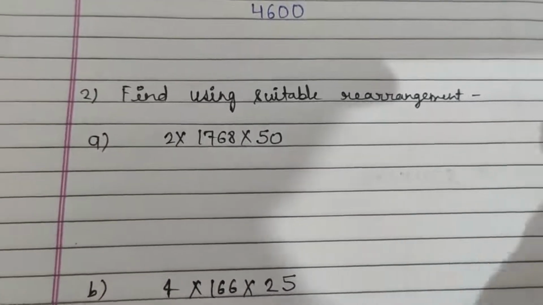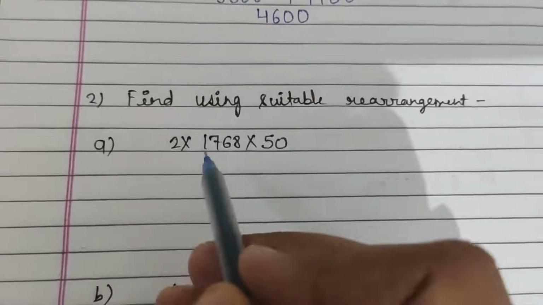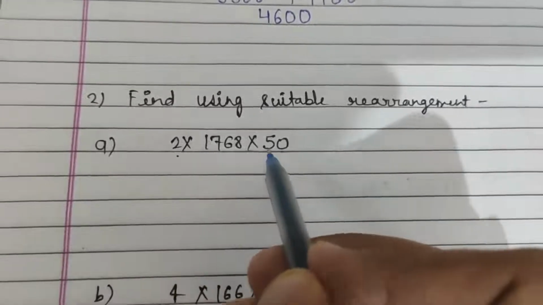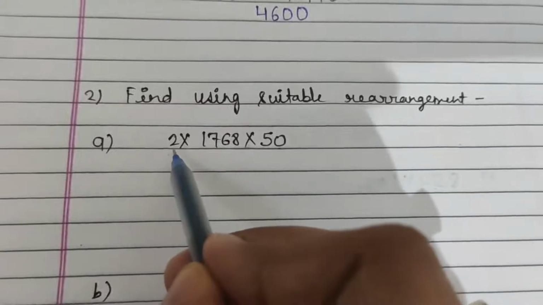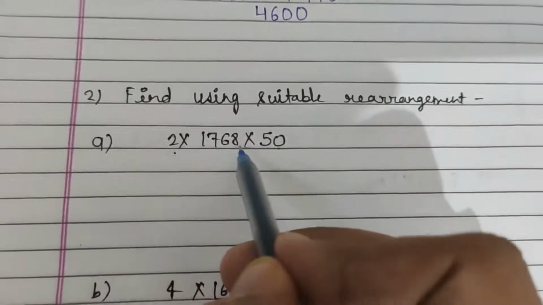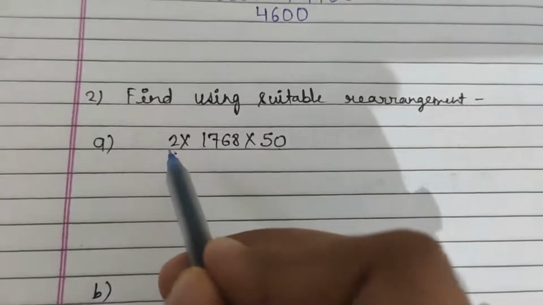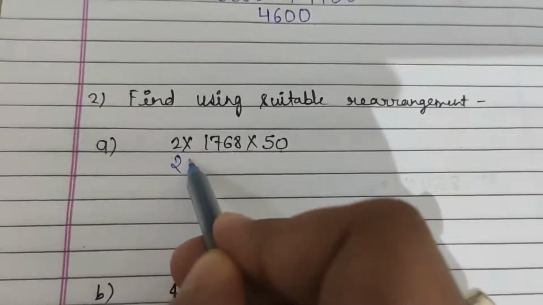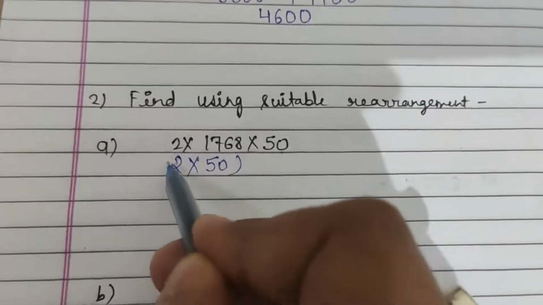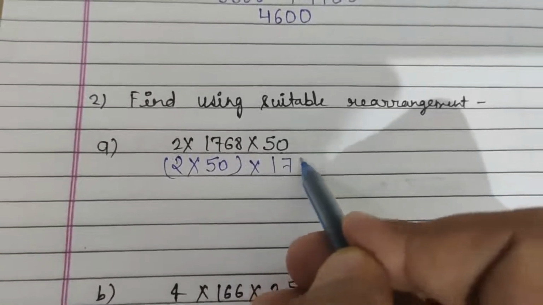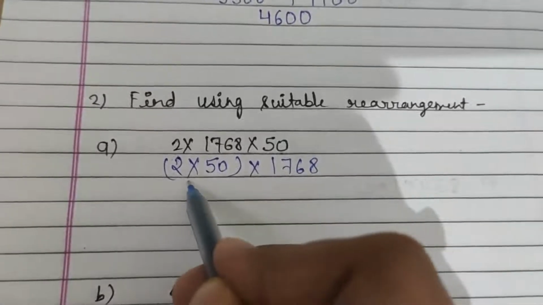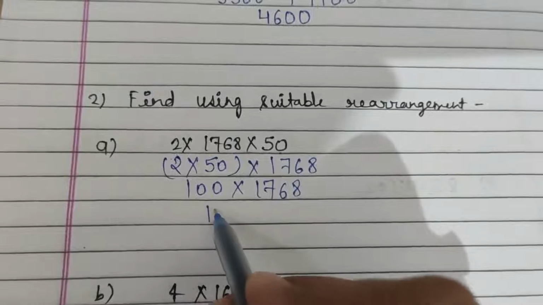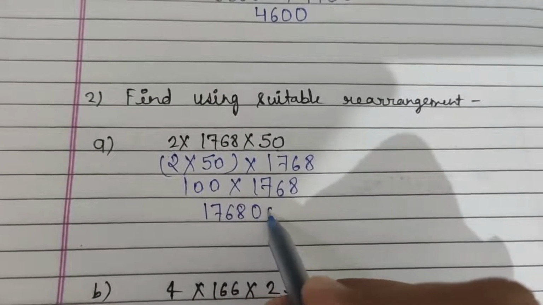Now question 2: find using suitable rearrangement. The above question was of addition, now it is of multiplication. So we will take two numbers which will make a power of 10. 2 times 8 is 16, it is not 0, but when we multiply 2 by 50, we will get 100. So we will write 2 multiply 50, then multiply 1768. 2 times 50 is 100, then 1768, and our answer is 176800.